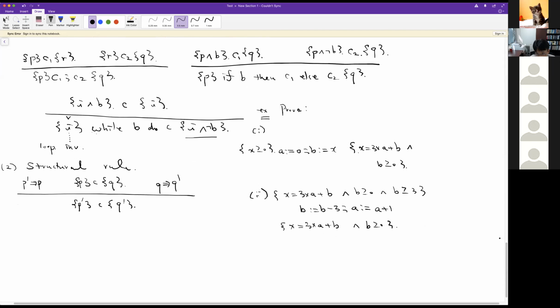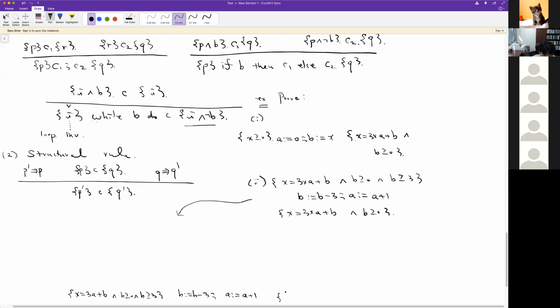So how to do this? We start with our conclusion, which is x = 3a + b, and b greater than or equal to 0, and b greater than or equal to 3. And we have a command: b becomes b minus 3, a becomes a plus 1, and then x = 3a + b, b greater than or equal to 0. Okay, now we'll see which rule to apply.